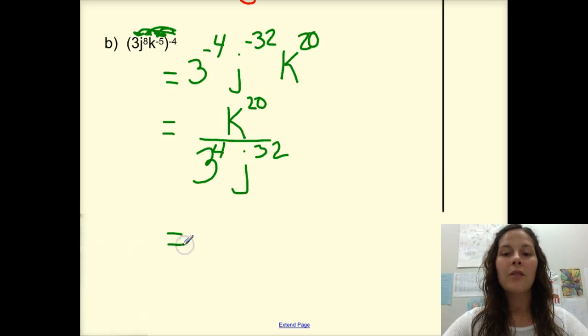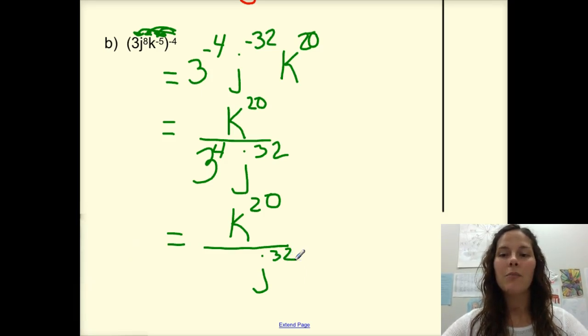So now we're going to evaluate our 3 to the 4th power. Our k to the 20th and j to the 32nd power are simplified. 3 to the 4th power. The easy way to think about this one, I'm going to kind of do my work off to the right here, is thinking about it as 3 squared times 3 squared. I'm using the product rule backwards.